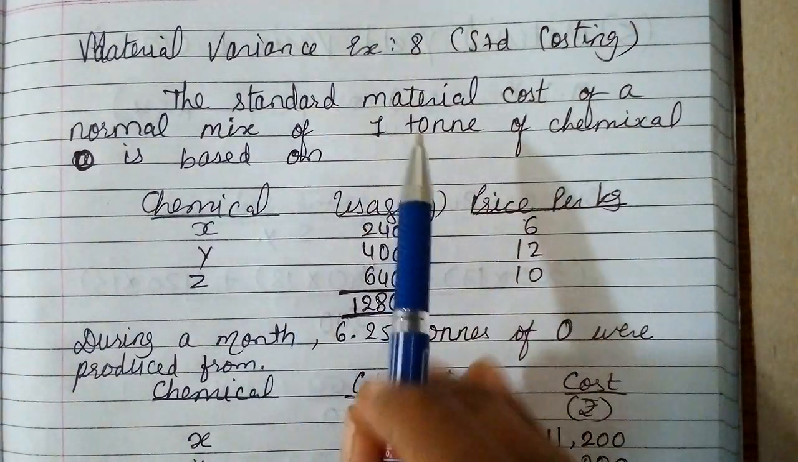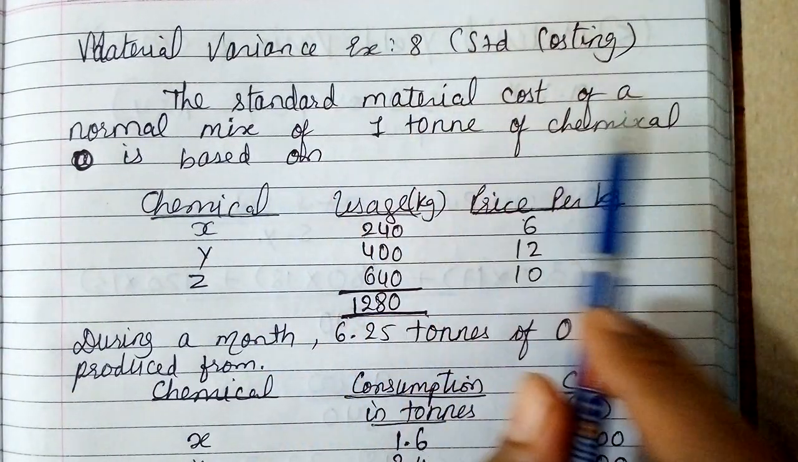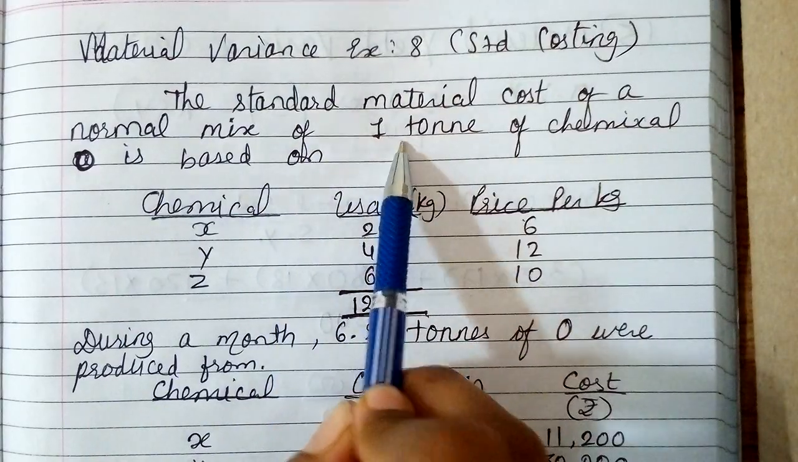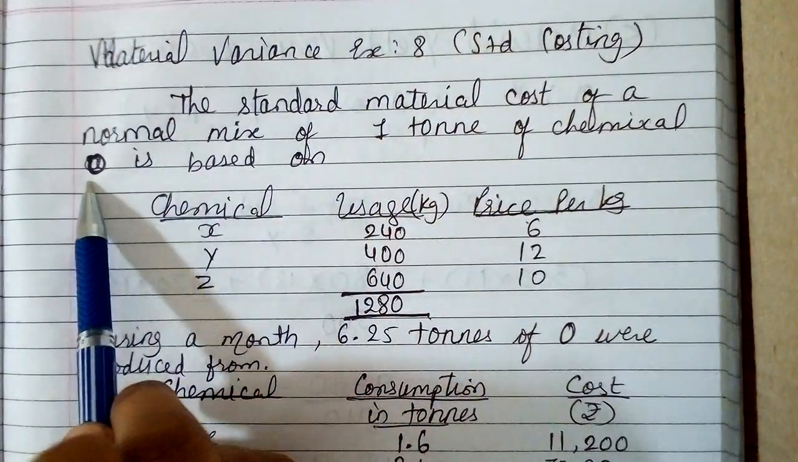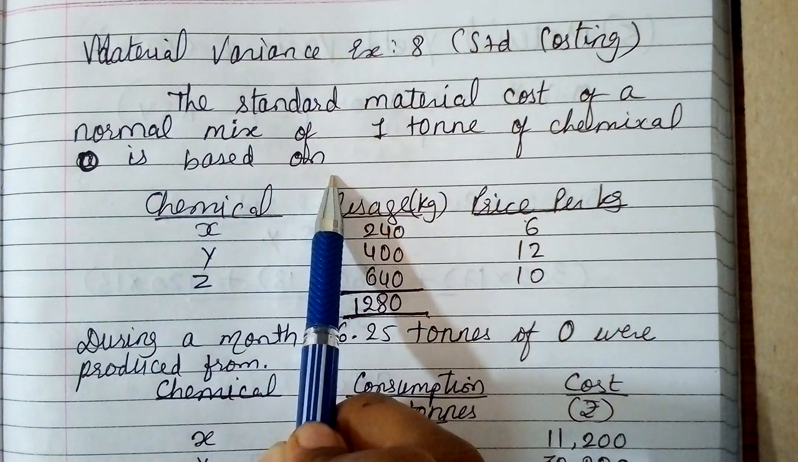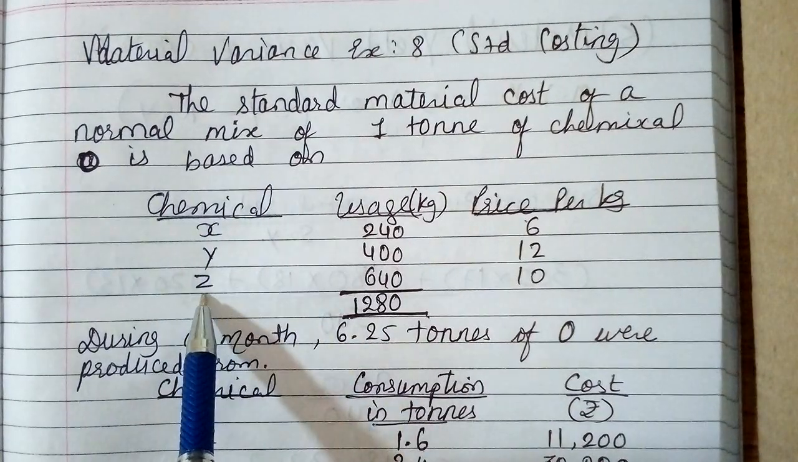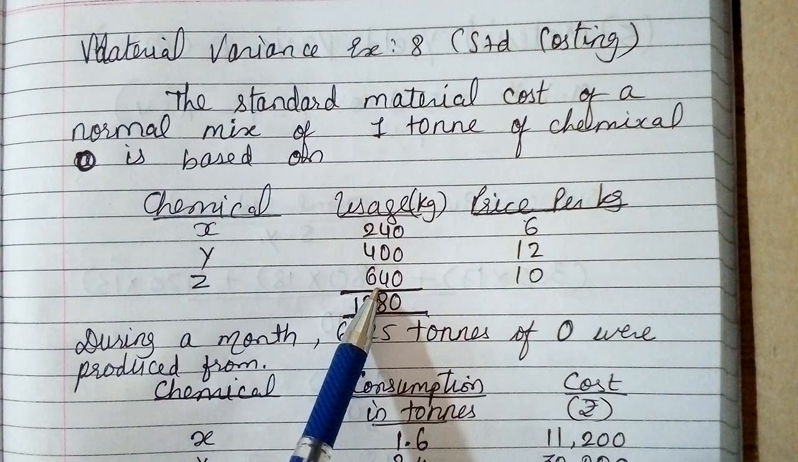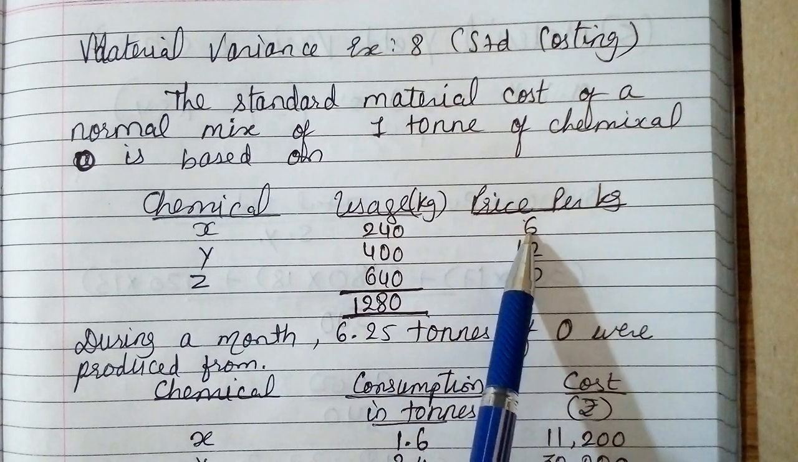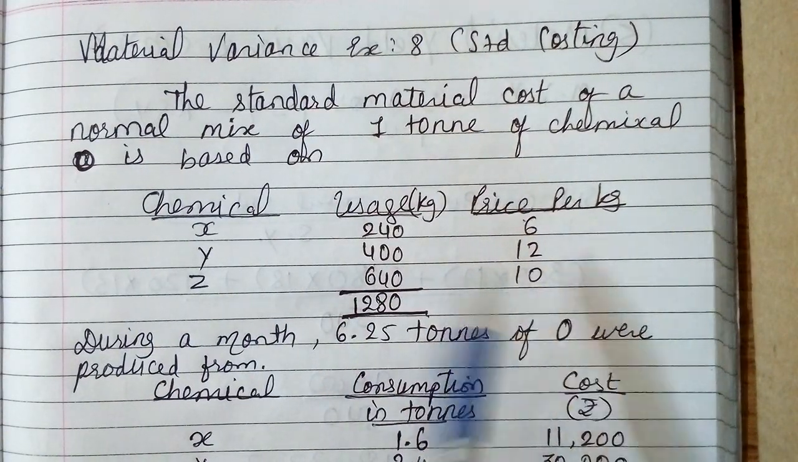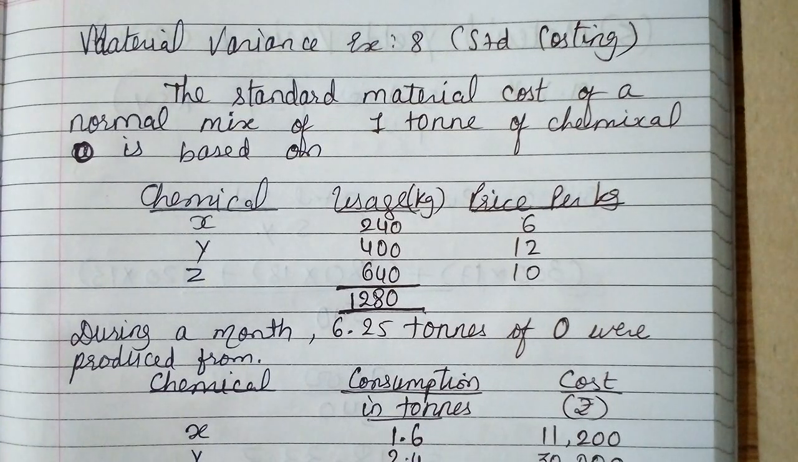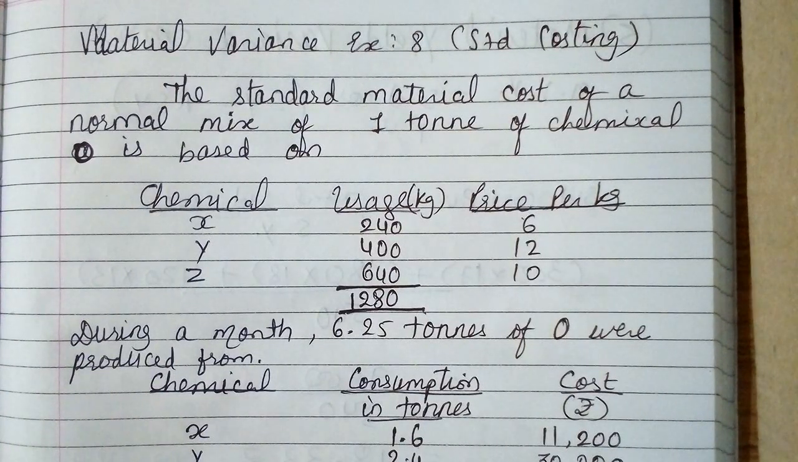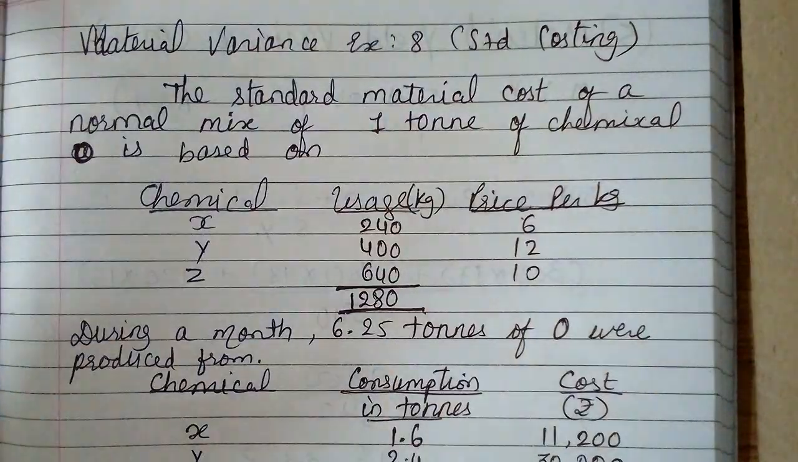The standard material cost of a normal mix of 1 ton of chemical O is based on chemicals X, Y and Z, usage 240, 400, 640, price 6, 12, 10. During a month, 6.25 tons of chemical O were produced from these things.